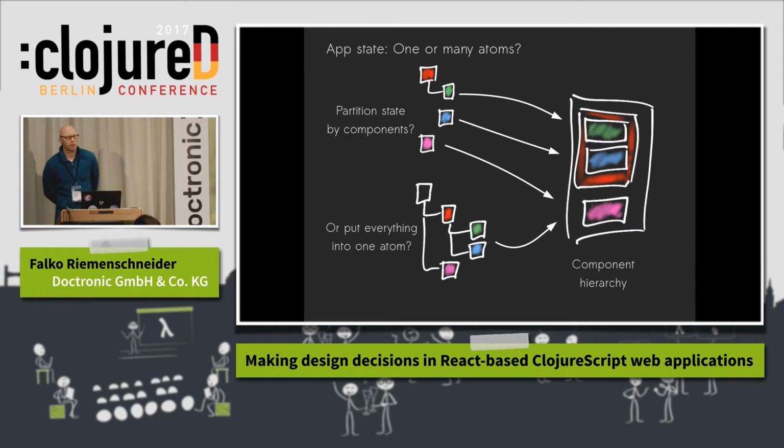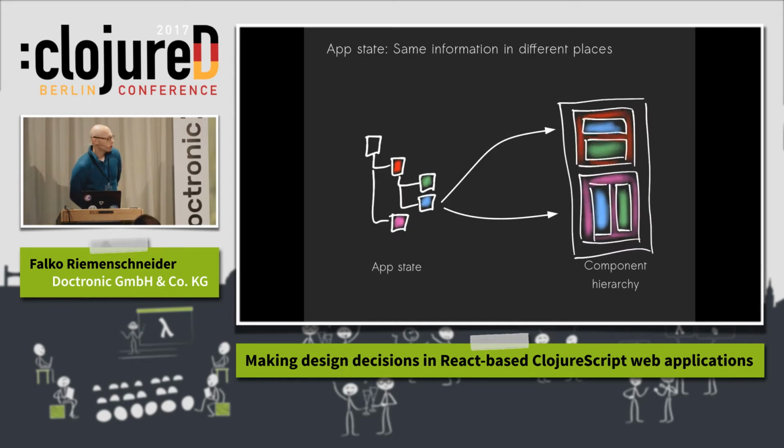The other option is to put everything in one single big atom, but this also creates some kind of problems, and we will now examine a little bit closer what those are. So what do you do when you have the same piece of information somewhere in your state that you want to render at very different places in your component hierarchy? In the worst case, you have to just pass down the whole state into each and every component just in case it needs to render something of it. So this could cause very rigid coupling between your components and the structure of your state.